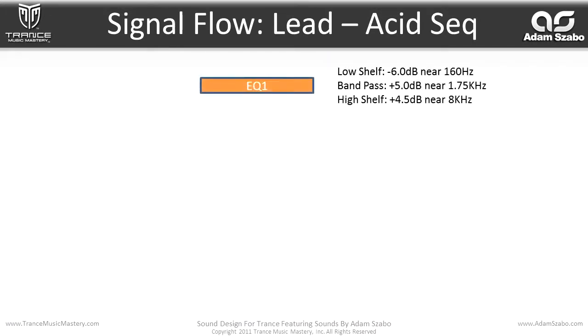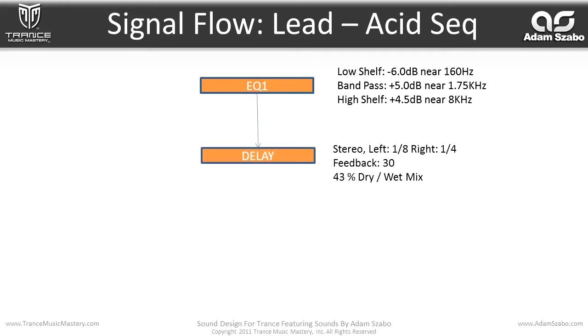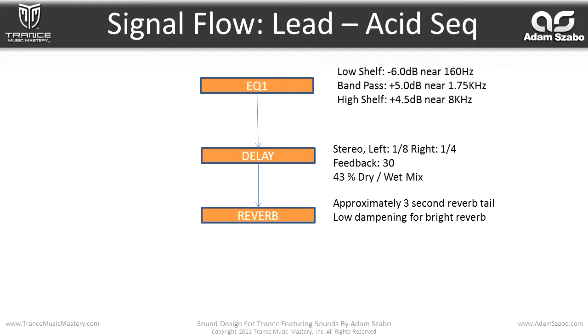For the effects, we have EQ1 with a low shelf minus 6 dB cut near 160 Hz, a bandpass plus 5 dB boost near 1.75 kHz, and a high shelf plus 4.5 dB boost near 8 kHz. And that flows through a delay. This is a stereo delay. The left sync set to 1/8 and the right set to 1/4. Feedback is 30, 43% dry wet mix, and then that flows into a reverb with approximately a 3-second reverb tail and low dampening for a bright reverb, and then to the main output.